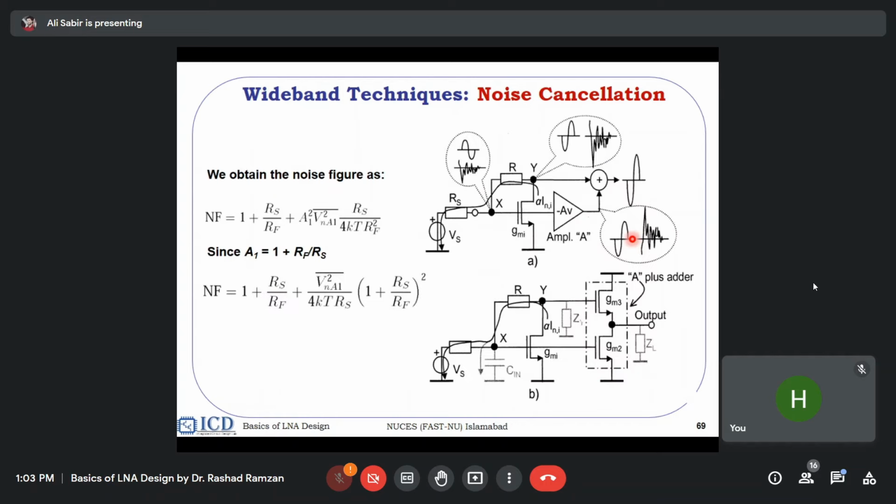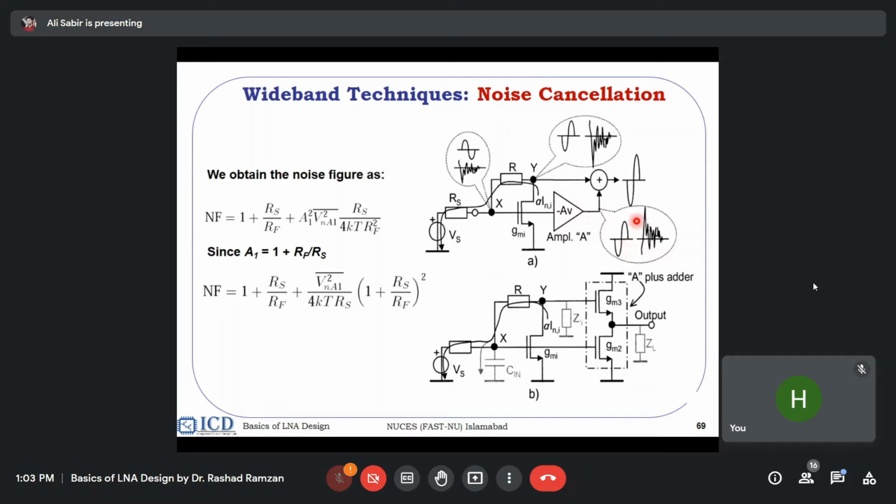So this is a more detailed depiction of the same concept. Here you have a noise. Now you have another feed forward path or feedback path. This is a feedback path and this is a feed forward path. This noise is coming from this path, and this noise is coming from this path. And you see this noise polarity is opposite of this noise polarity. So when you add up, this noise is cancelled, and this signal has the same polarity, so the signal is added.